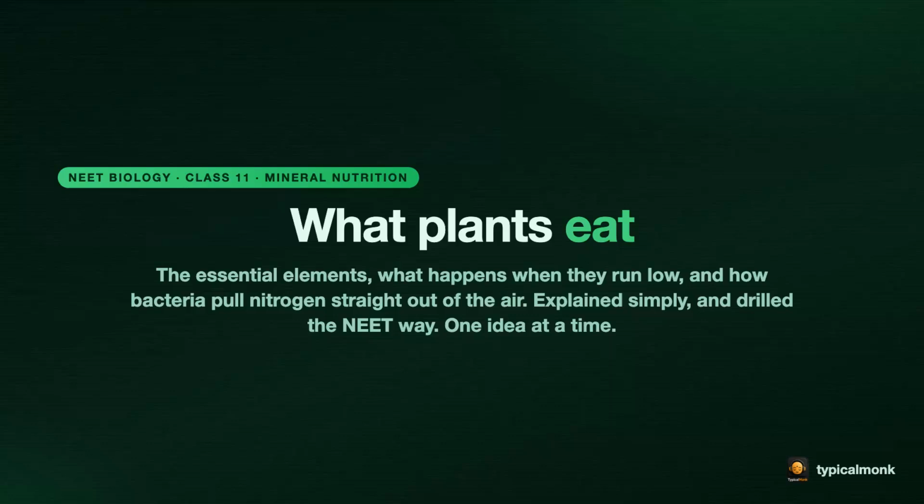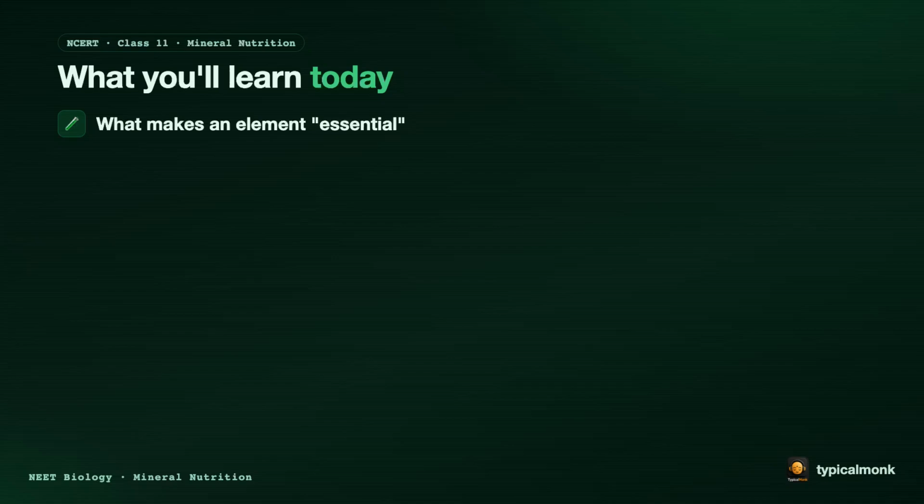Today we ask what plants actually eat, which essential elements they need, what happens when those run low, and how bacteria pull nitrogen straight out of the air. And we will drill it the neat way too, one idea at a time. Here is today's path. 5 stops.